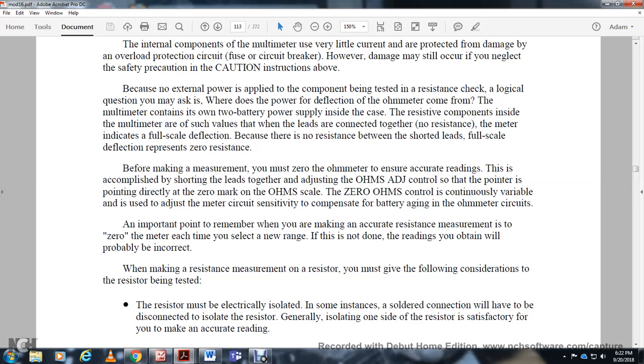An important point to remember when you're making an accurate resistance measurement is to zero the meter each time you select a new range. If this is not done, you will obtain an incorrect reading.